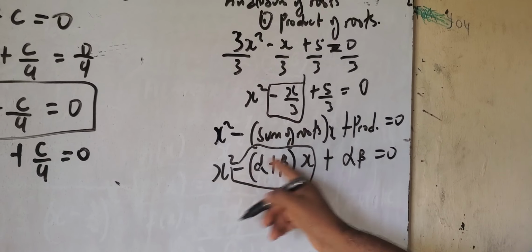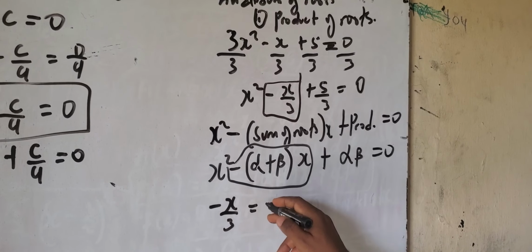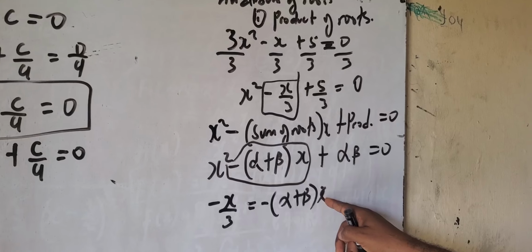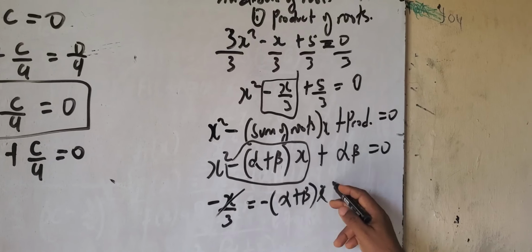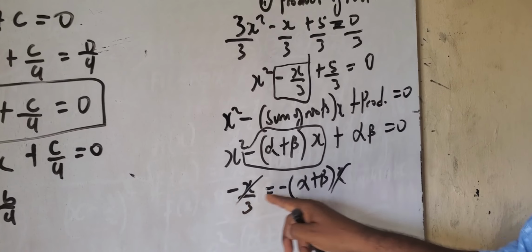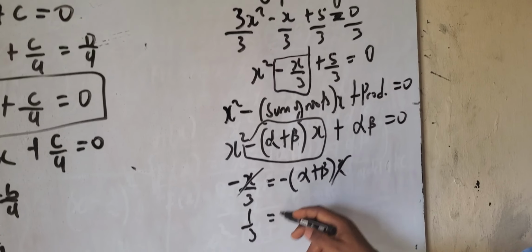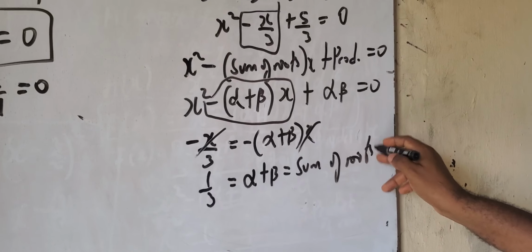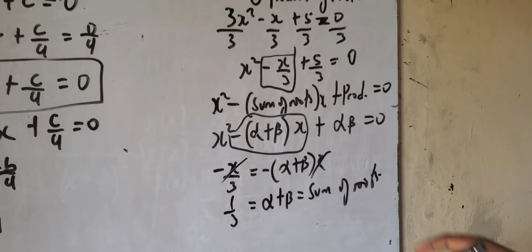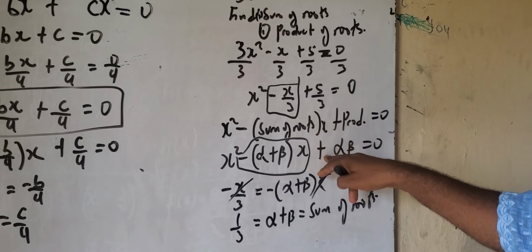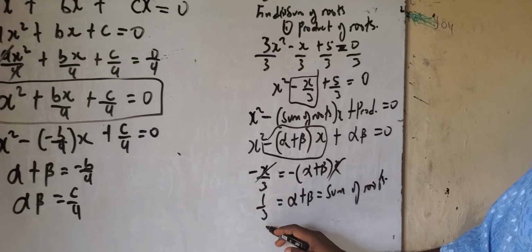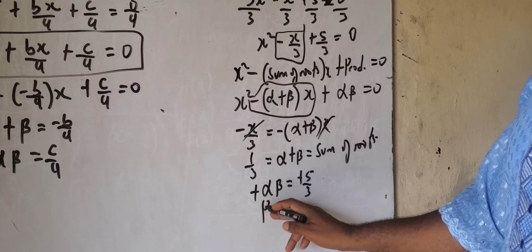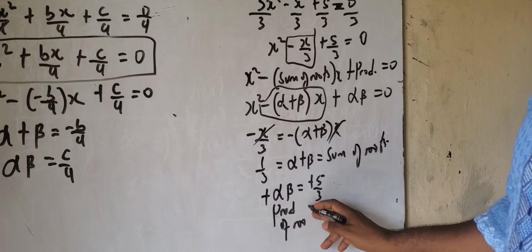So I can rewrite this and this, equate them together. That's minus x all over 3 is equal to minus alpha plus beta x. Now, x is on both sides of the equation, they cancel out. Then minus is on both sides of the equation, they cancel out. So I'm left with 1 over 3 is equal to alpha plus beta, which is the sum of roots of that quadratic equation. Now, to obtain the product of roots, we compare alpha beta with this plus 5 over 3. So you say plus alpha beta is equal to plus 5 all over 3. So this is the product of roots.